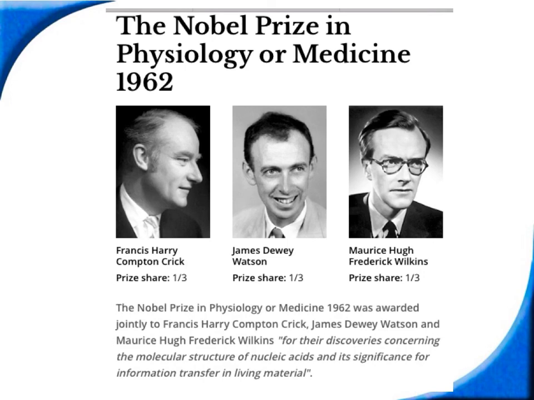Well, in 1962, Watson and Crick were awarded the Nobel Prize in medicine for their discovery of the structure of DNA, and they actually had to share this award with Maurice Wilkins, who was working at the lab with Rosalind Franklin. So once again, we had a woman who was key in determining the structure of DNA who was left out of winning a Nobel Prize.